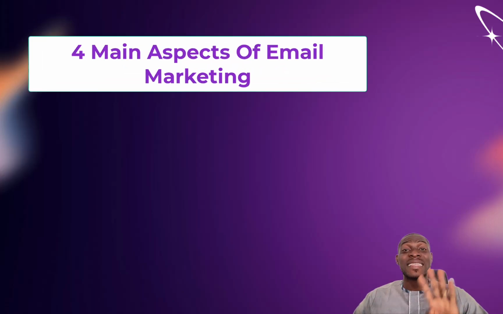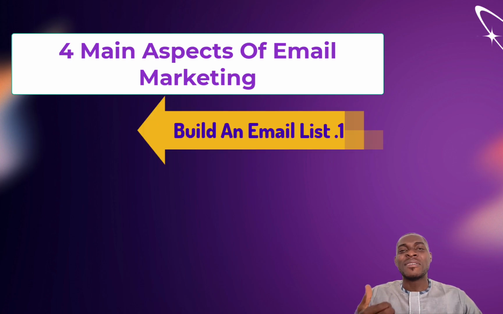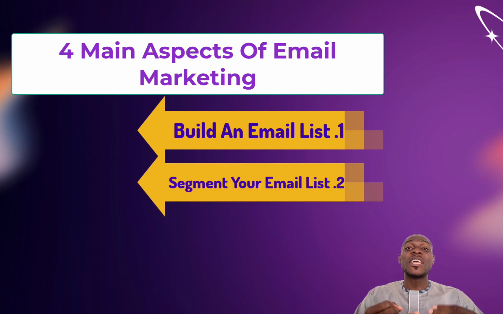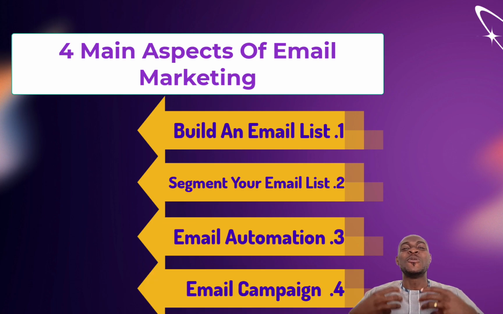There are 4 basic things that you have to do to competently or effectively do what we refer to as email marketing. What are those things? Number 1, it involves you building an email list. Number 2, it involves you segmenting your email list. And number 3, it involves you setting up what we call email automations. And then the main deal, which is you sending your campaigns to your email list.